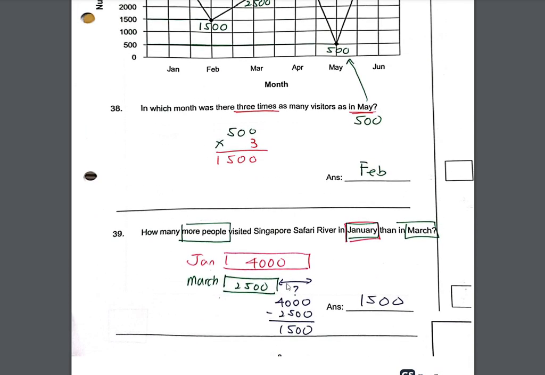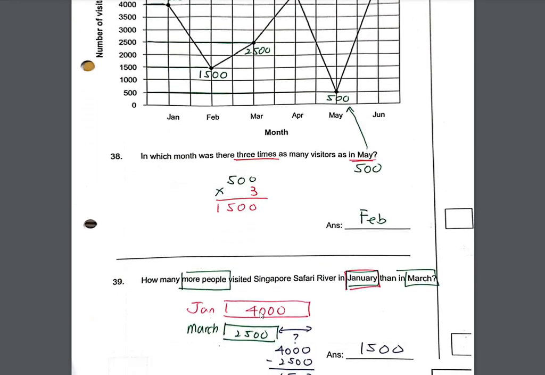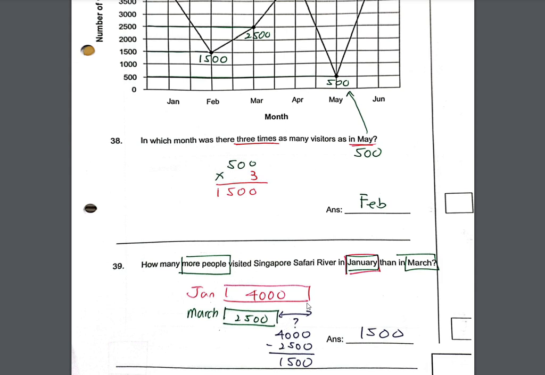Next one, how many more people visited the Singapore River Safari in January than in March? So in January, 4,000 people visited the Singapore River Safari. In March, we had 2,500 people visiting. So the difference between them is the more people. Difference means subtract. So 4,000 minus 2,500, I have 1,500 more people visiting the Singapore River Safari in January than in March.